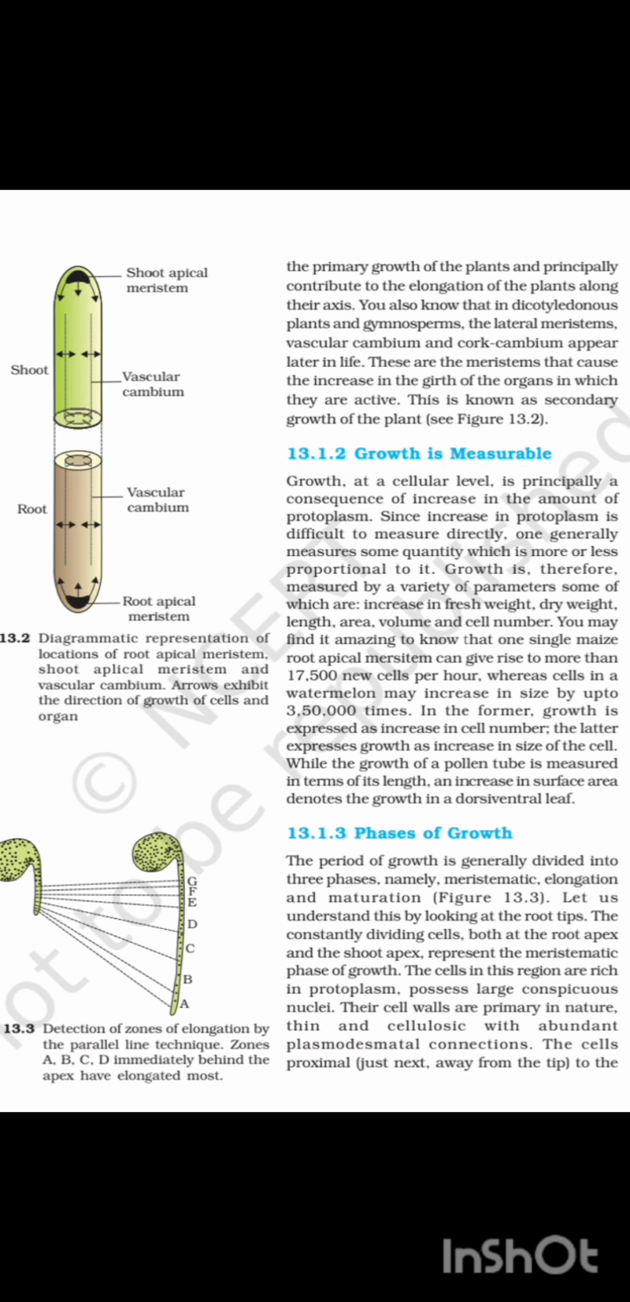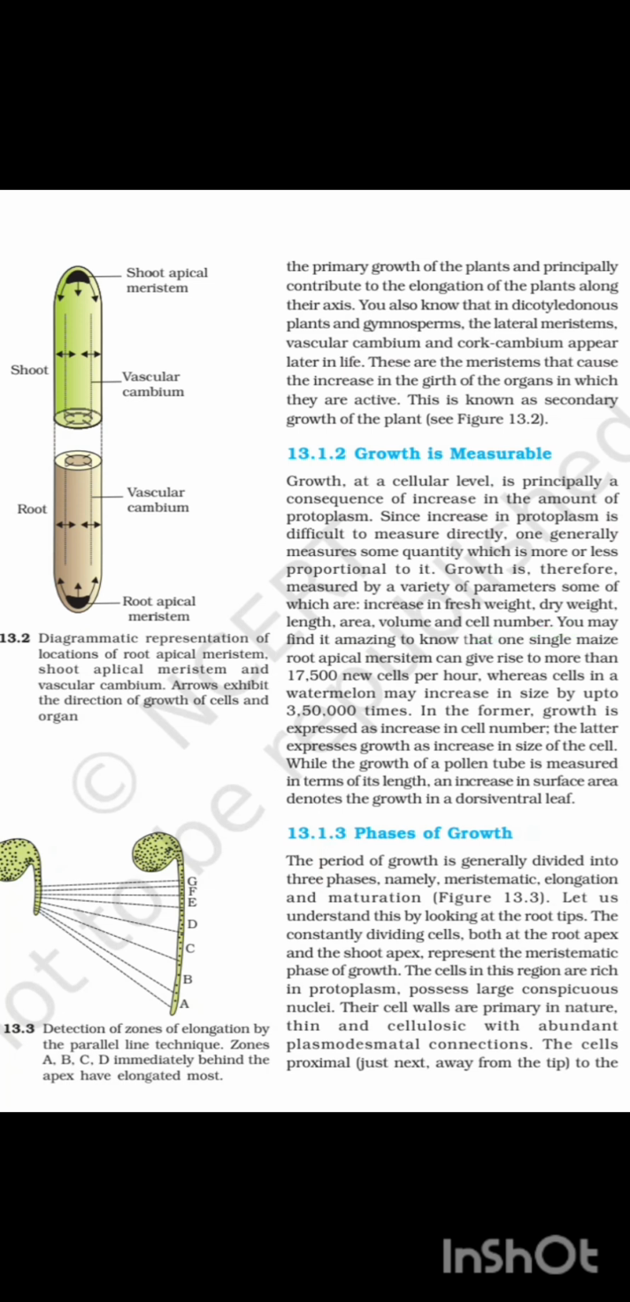13.1.2 Growth is measurable. Growth at a cellular level is principally a consequence of increase in the amount of protoplasm. Since increase in protoplasm is difficult to measure directly, one generally measures some quantity which is more or less proportional to it. Growth is therefore measured by a variety of parameters, some of which are increase in fresh weight, dry weight, length, area, volume, and cell number.